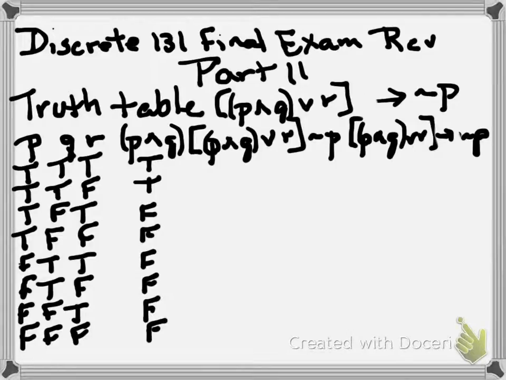Now we're taking a disjunction, so it would be column 3, column 4, and with an or, a disjunction, it's true when one or both of them are true. So it's true, true, true, false, true, false, true, false.